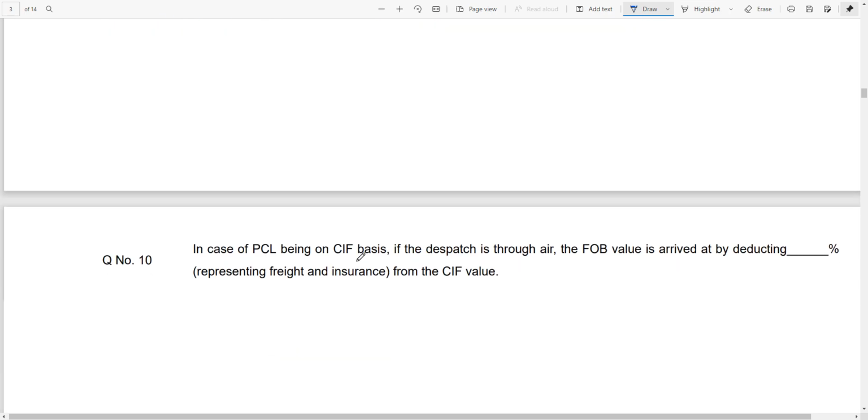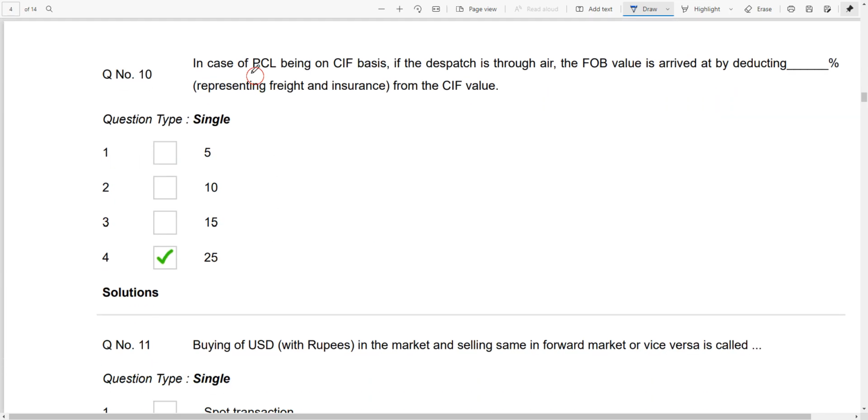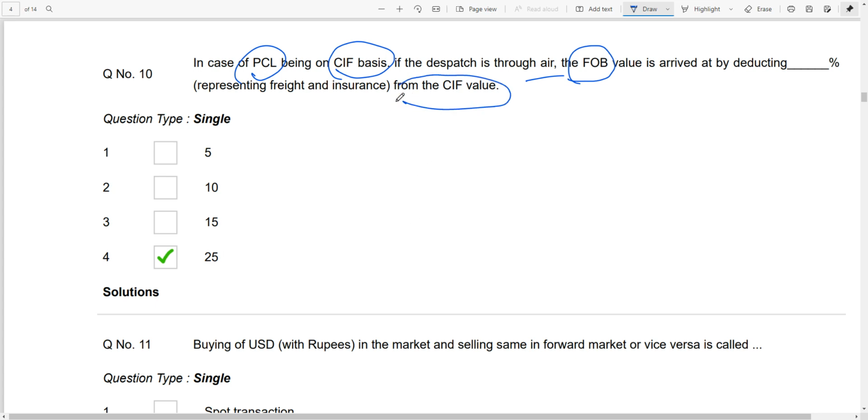That is question number 10. In PCL, packing credit limit, being on a CIF basis, meaning cost, insurance and freight basis, if the dispatch is through air, the FOB, free on board, value is arrived at by deducting dash percent from the CIF value. Options are 5%, 10%, 15%, 25%. So the correct answer is 25%.